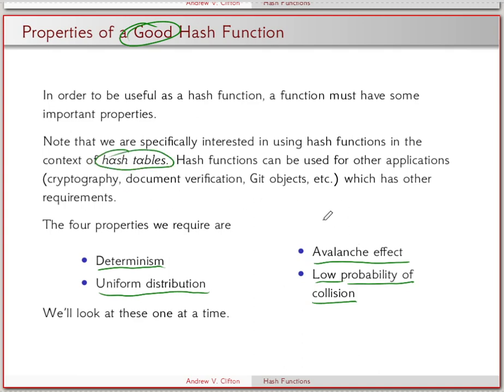I should mention the hash functions we're building are for use in hash tables here. There are other kinds of hash functions that you use in, like, hashing passwords, or used in Git to verify file contents and stuff. We're not interested in that, so those have other requirements. I'm not going to talk about those. These are the requirements that a hash function should have to be a good hash function for the purpose of building a hash table. That's what we're looking at here. We'll look at these one at a time.